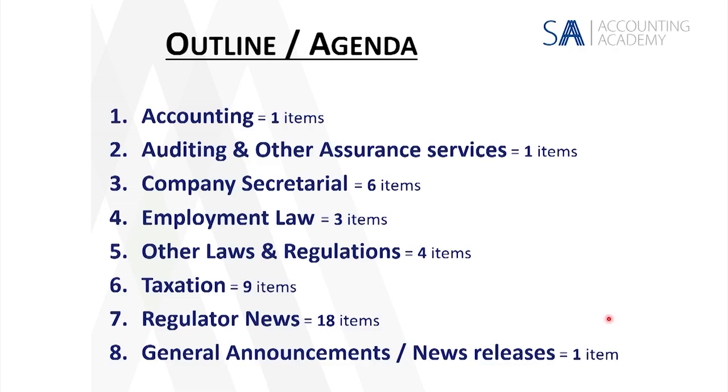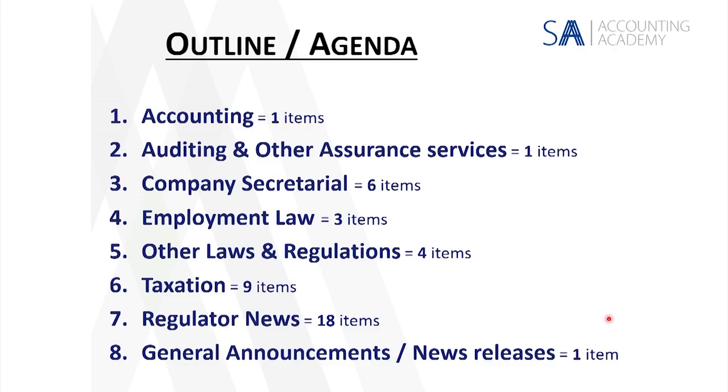So let's quickly go back to my webinar material so that I can show you here what it looks like. There we go. On my other screen, you'll see that this is the table of contents for my November material. Right. And there you'll see there's the 1 item under accounting, the 1 under auditing, the 6 under company secretarial. So really, if you want to know what happened in a month, this is where you go and have a look.